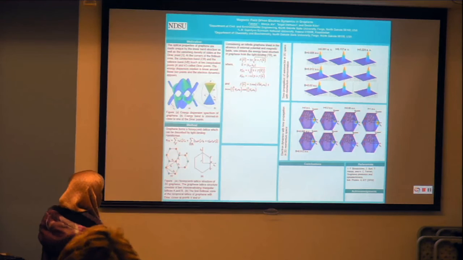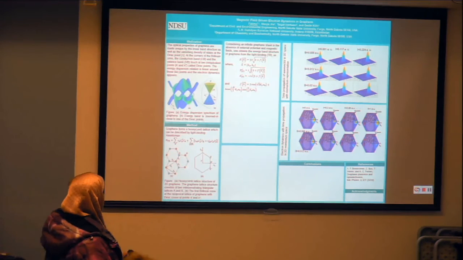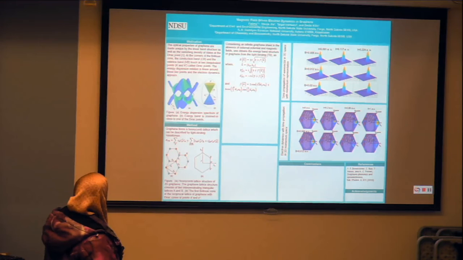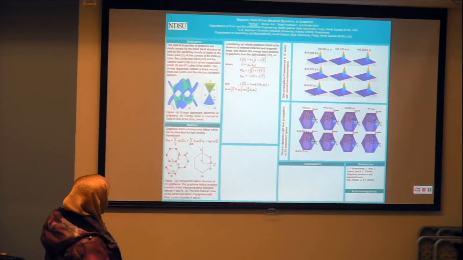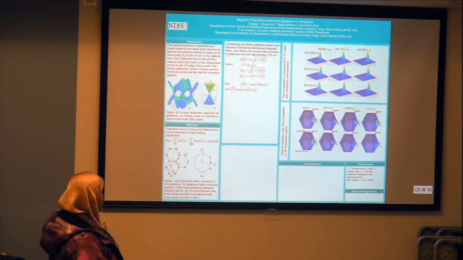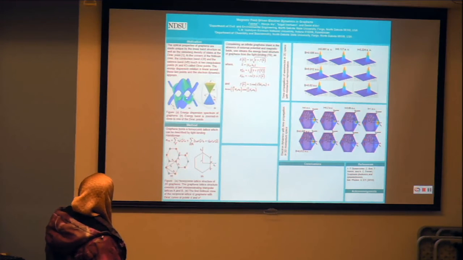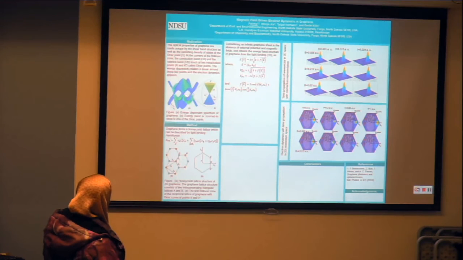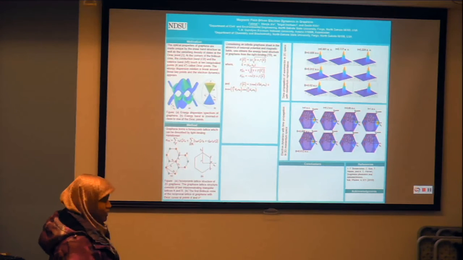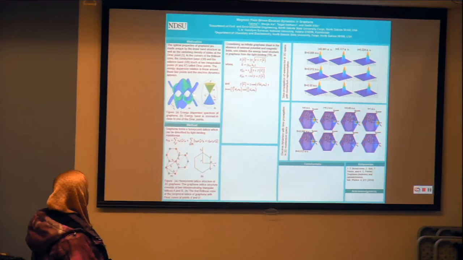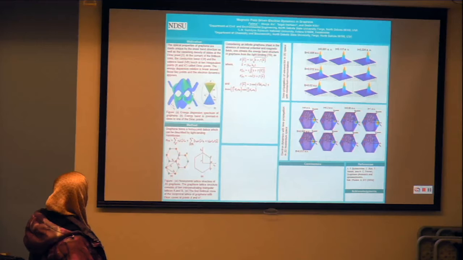So this poster is about magnetic field and electron dynamics in graphene. Graphene shows an unusual band structure. It has the conduction band and the valence band touching each other at 6 corners of its Brillouin zone, and their energy dispersion is linear around these points. That's why electrodynamics appears.